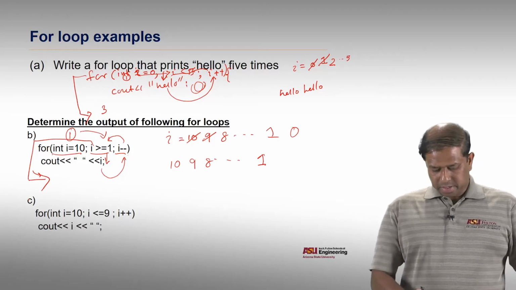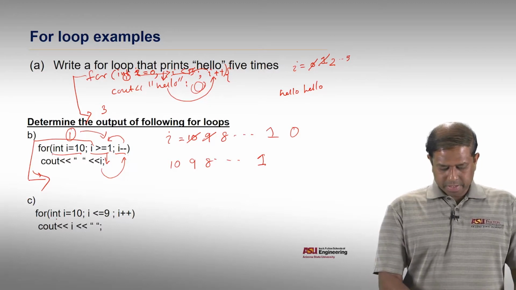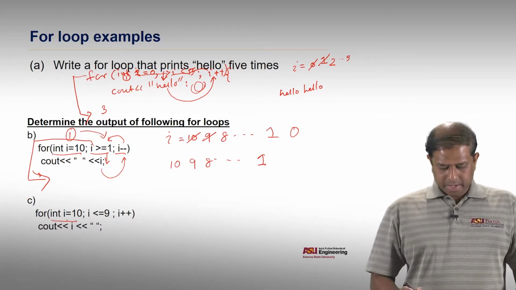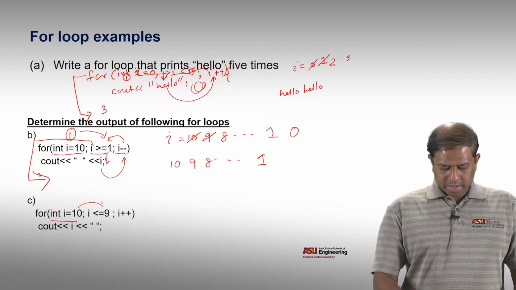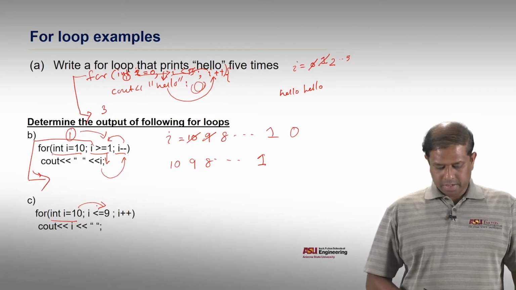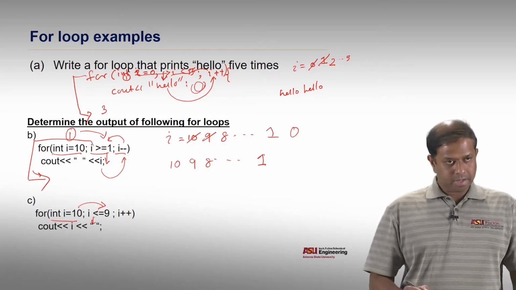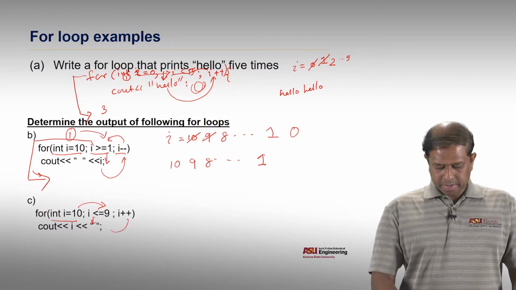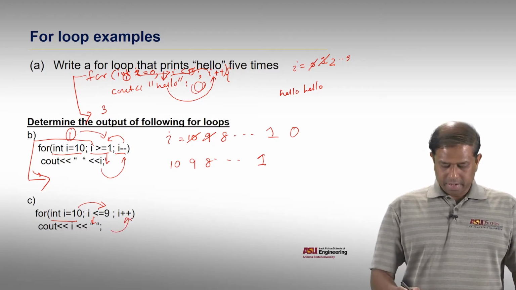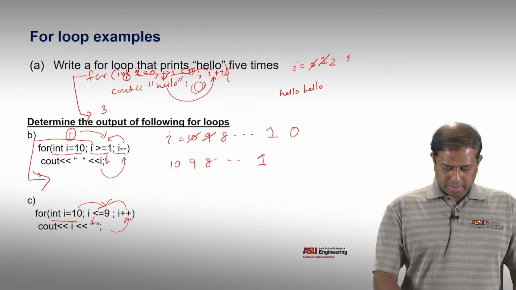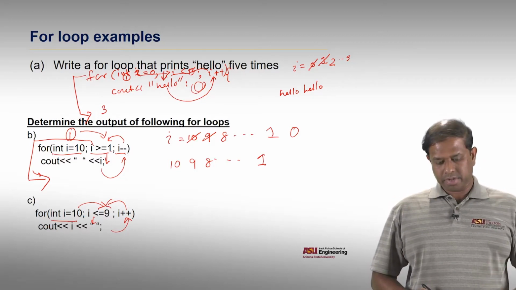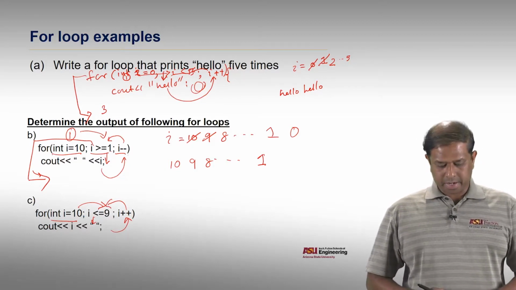Now in this for loop, we start i with 10, and then we check whether i is less than or equals to 9. If that is true, we go ahead and display that i, and then come here and increment i by 1, right? Once the increment operation happens, we go to the condition check and see if we can repeat it again. All right.